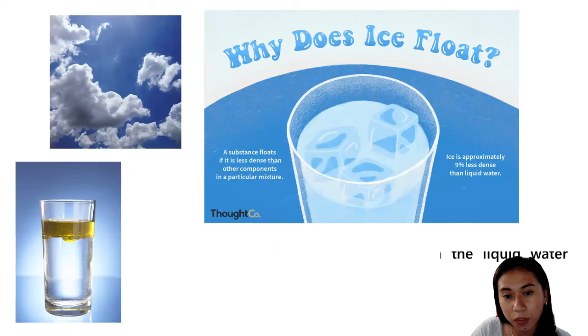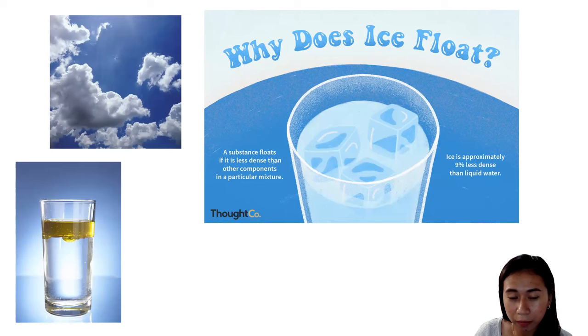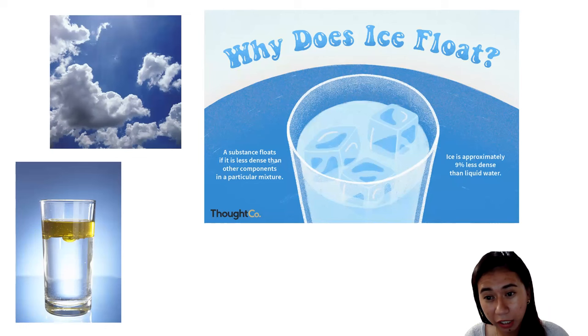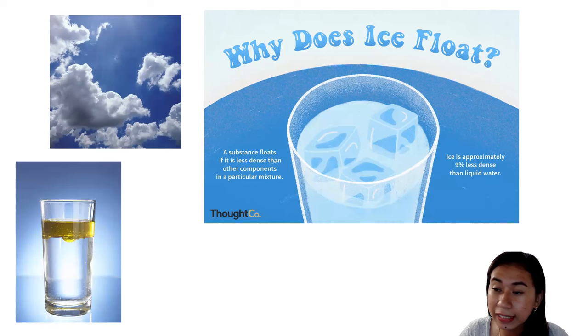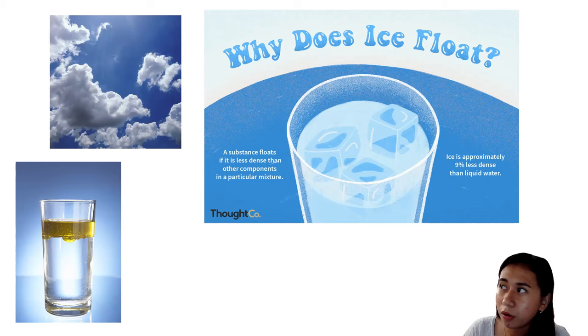Yan yung rason kung bakit nagfo-float yung isang object sa another solution, like in water. Diba? A substance floats if it is less dense than the components of the particular mixture. Ice is approximately 9% less dense than liquid water. So it's the same idea as to why oil floats on top of water. It's because of density. Now, oil is less dense than water. And at the same time, oil also is hydrophobic. So aside from the density difference, hydrophobic din yung oil. So takot siya sa water. No, it is lipid. The same with clouds. Oh, have you ever wondered why yung mga clouds natin, it is just floating at the top? Oh, nandyan lang yung mga clouds na dyan. It's because of density difference. The density below the cloud is higher compared to the clouds.